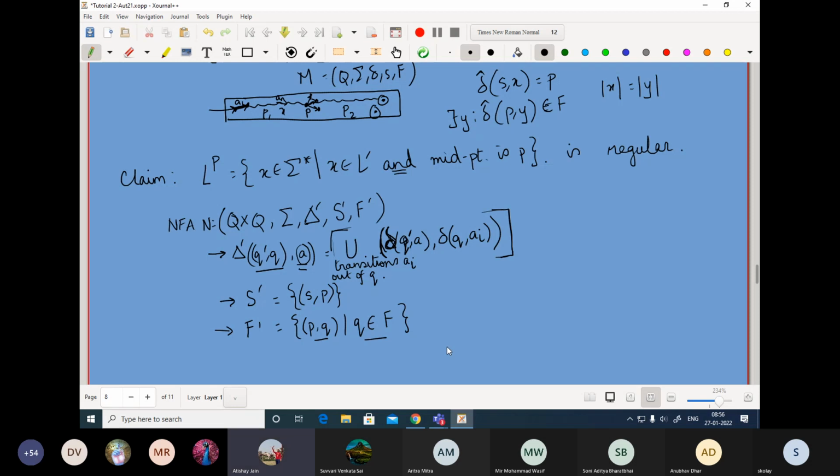So ma'am, P is given to us like S dash equal to S comma P. I am specifying a certain P. Notice that for all P in Q, if I can show LP is regular, then the implication is L dash equal to the union of LP, P in Q, is regular, right? Because I'm just taking a finite union over a finite number of regular sets. Yes, ma'am. So this is the proof of the claim.